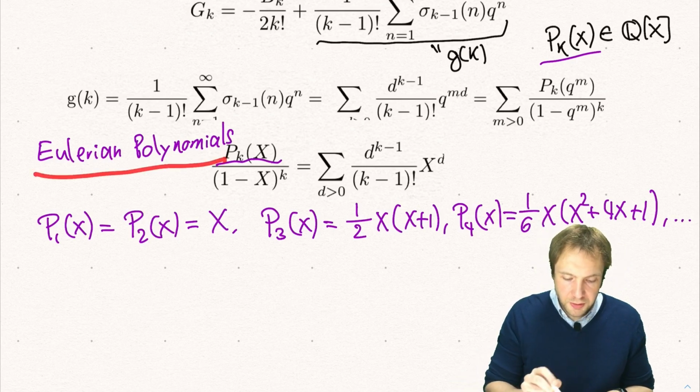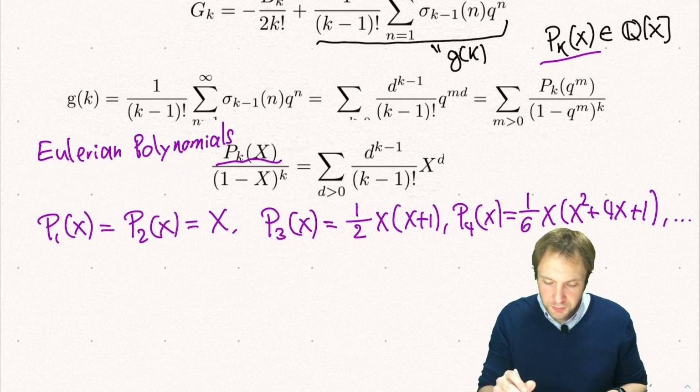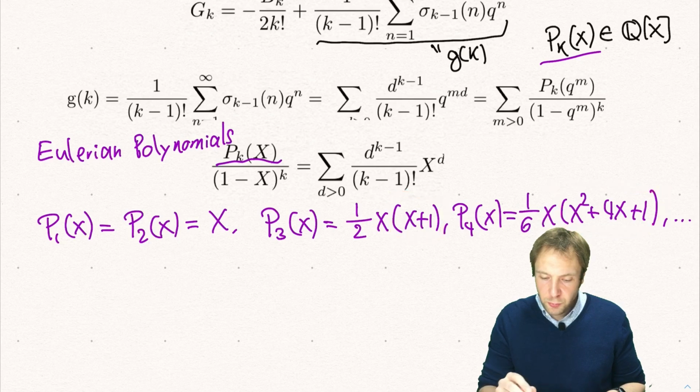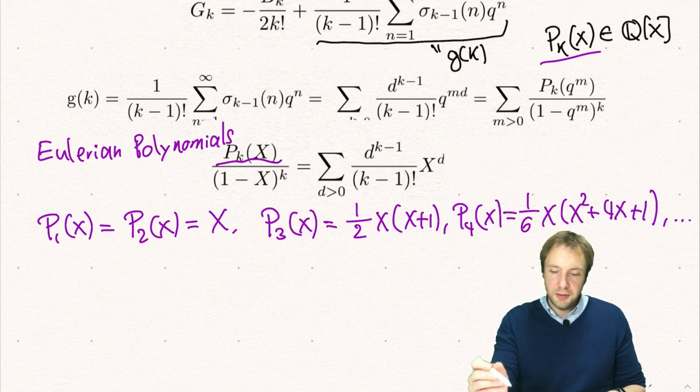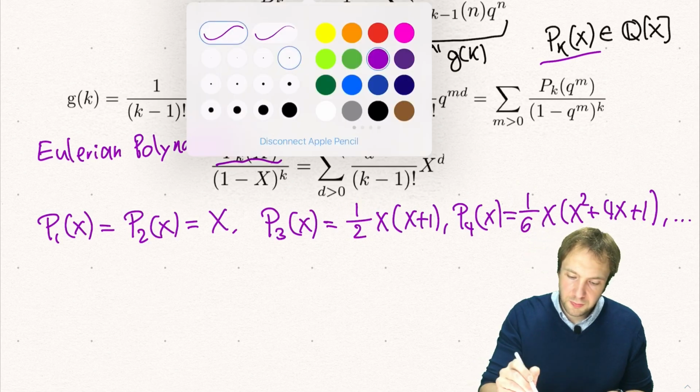And maybe one comment: usually what people call Eulerian polynomials are just these factors here. So in our definition we have an additional factor x, and also we include these factorials.